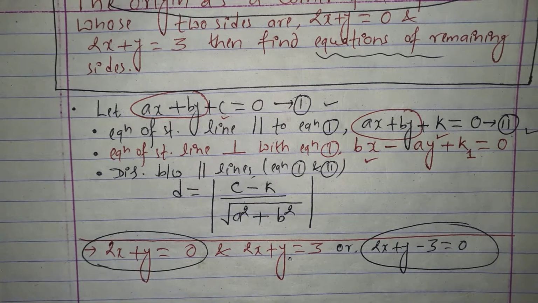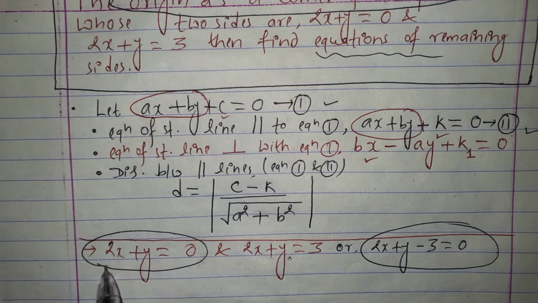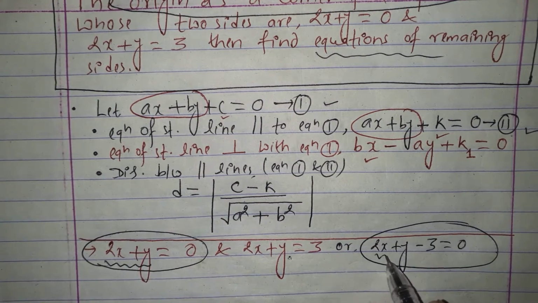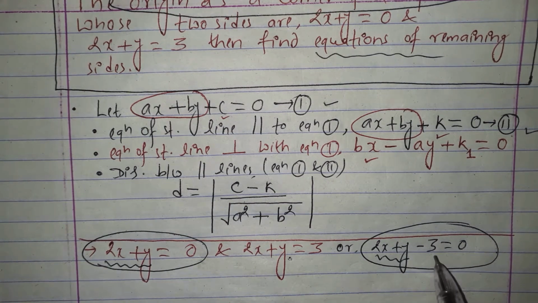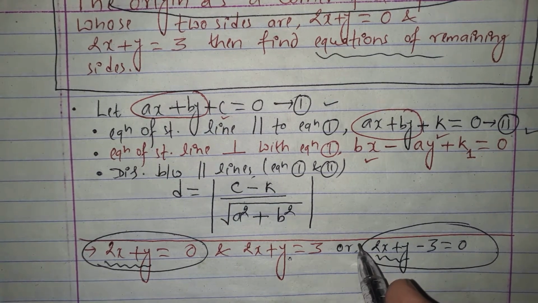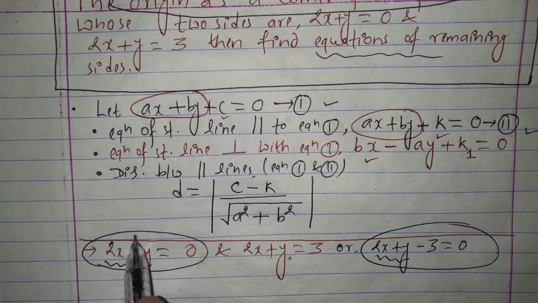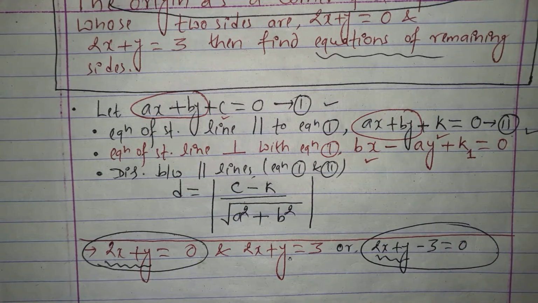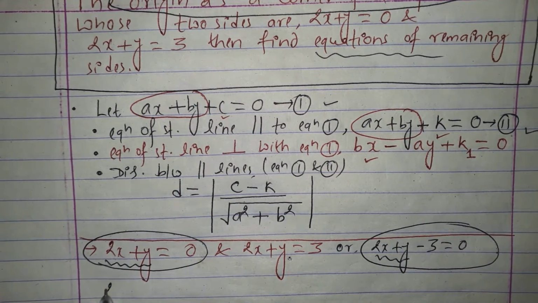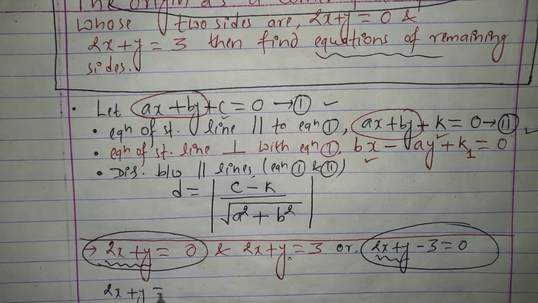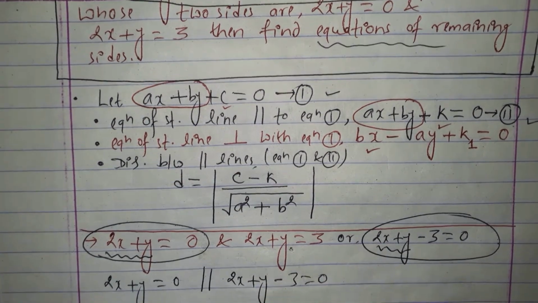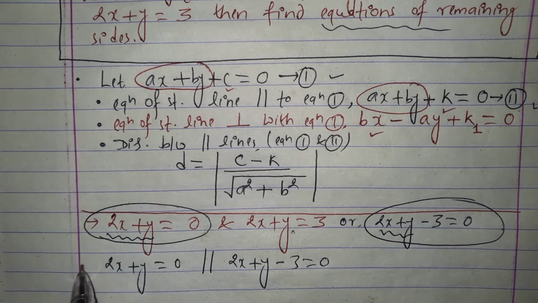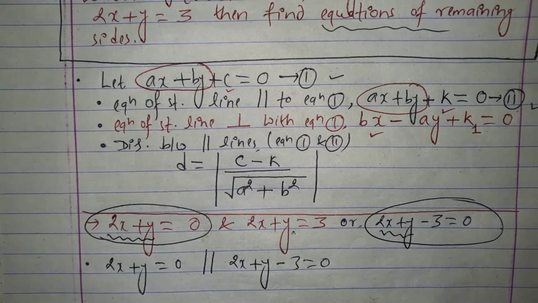Let's observe these equations. By observing these equations, 2x plus y, here 2x plus y, both are the same. Only the constant term changes. So we can conclude that these two lines are parallel to each other. The line 2x plus y is equal to 0 is parallel to 2x plus y minus 3 is equal to 0. By observing these equations, we can say that they are parallel to each other.